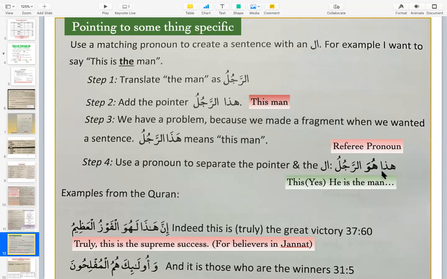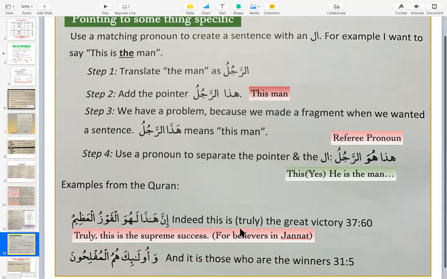So now there is emphasis over here, because this huwa is talking about this arrajulu, and this arrajulu is specific. So there is some emphasis being created over here. So this: yes, he is the man.